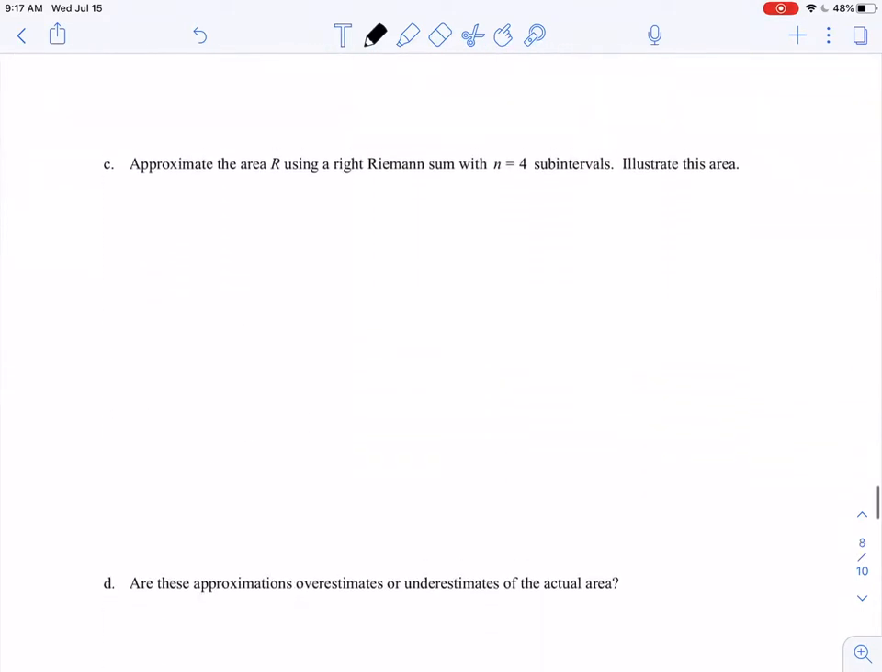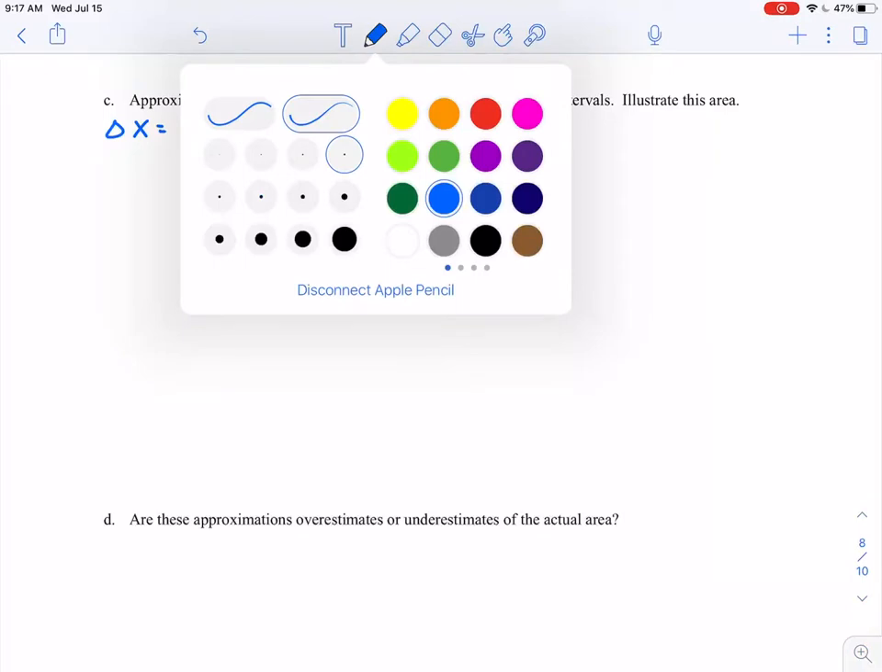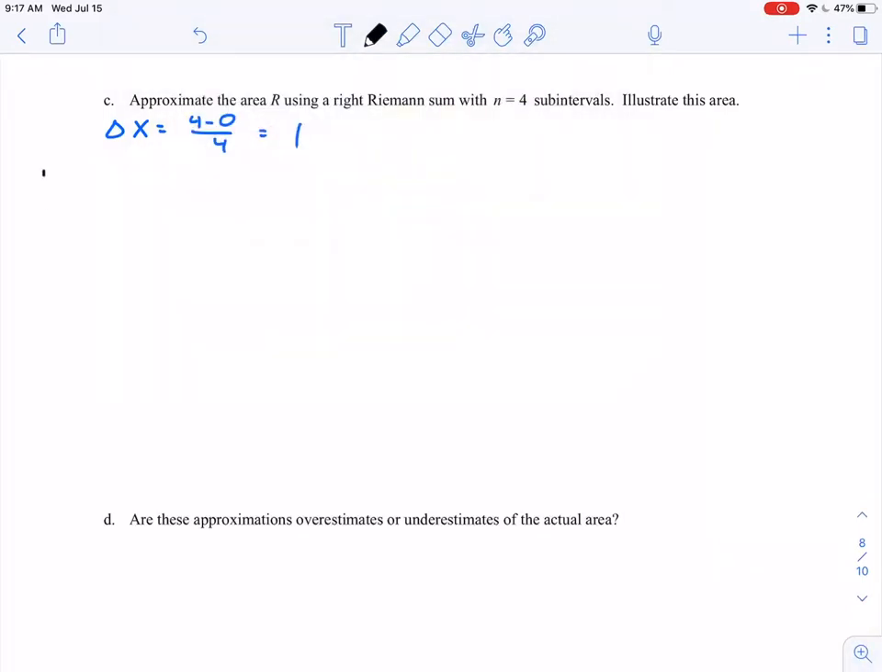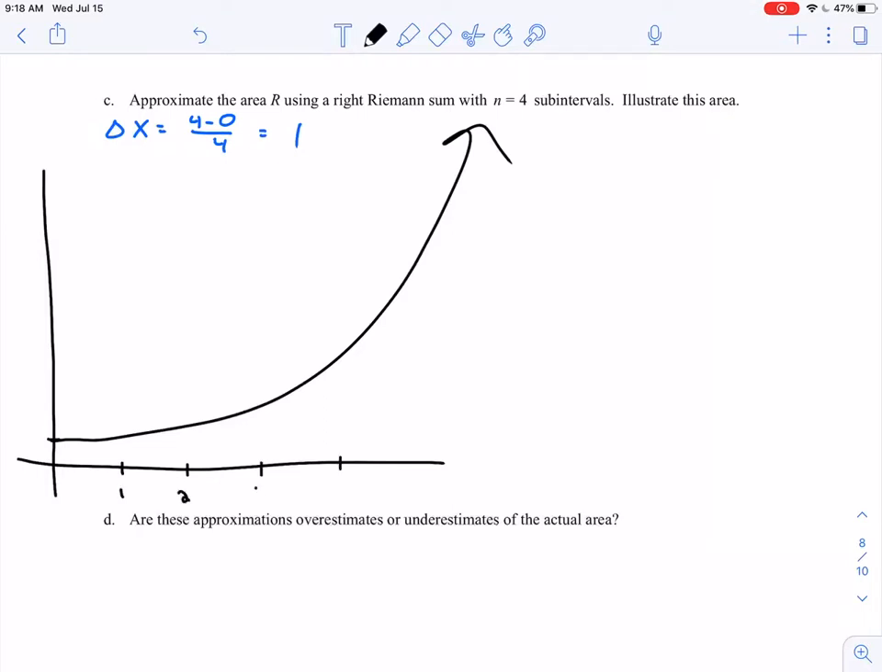Now I want to do a right Riemann sum. I'm going to take that same function and use a right Riemann sum. So we're still using n equals 4 subintervals, which means that delta x is still 4 minus 0 over 4, which we said was 1. So we have the same partition that we had in the last part. So we'll draw in our function one more time. So here's our function. Let's say here's 0 to 1, 1 to 2, 2 to 3, 3 to 4. So 1, 2, 3, 4.